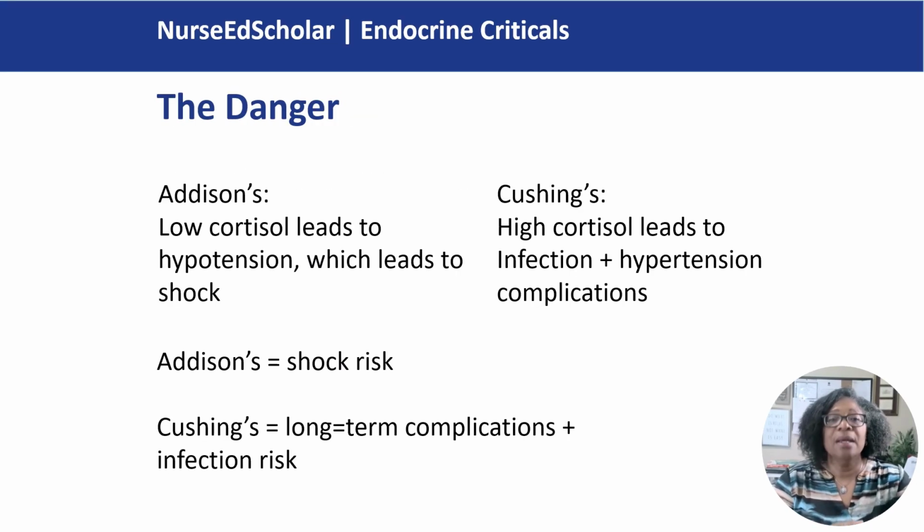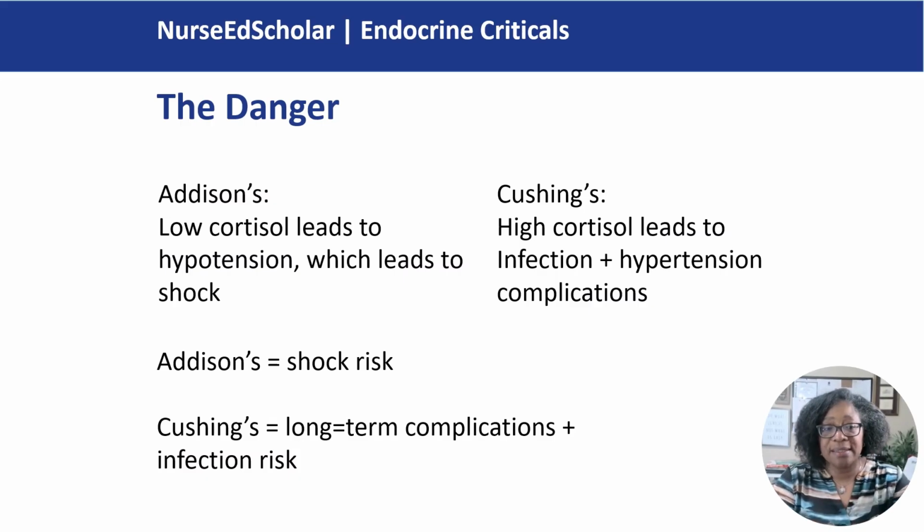Now, what's actually killing your patient? Okay. So with Addison's disease, they have low cortisol. What happens with low cortisol? There's that decreased vascular tone, and they have the dehydration, and they have that hypotension. And that hypotension can lead to shock. They're going to have hypotensive shock.